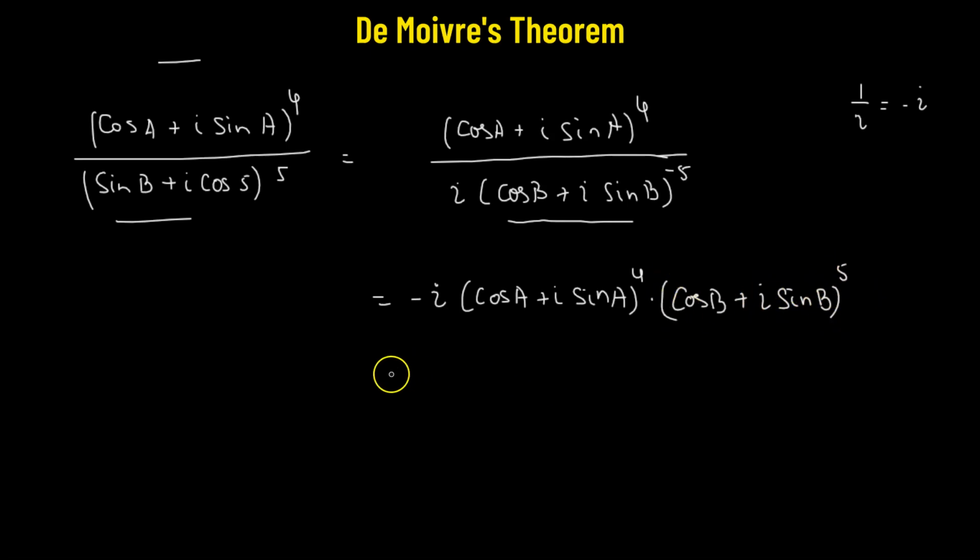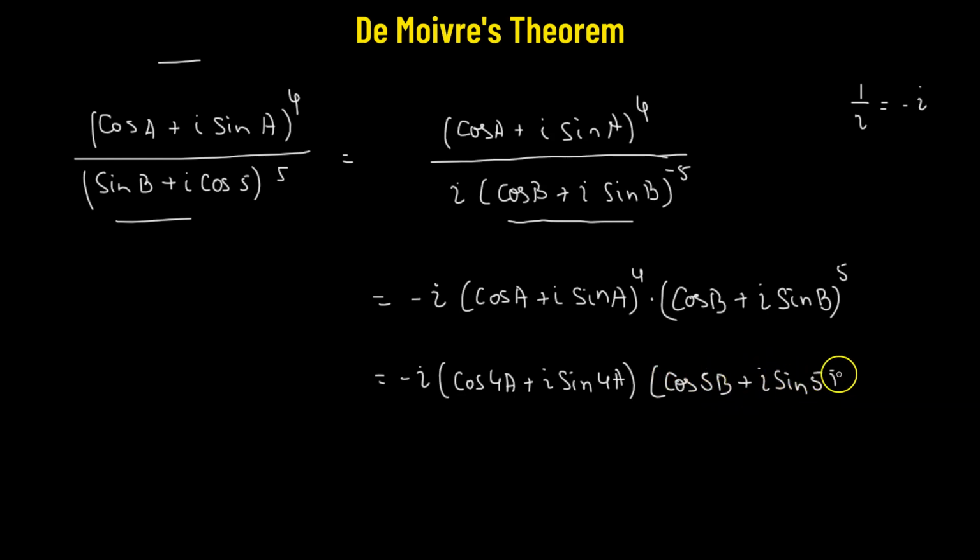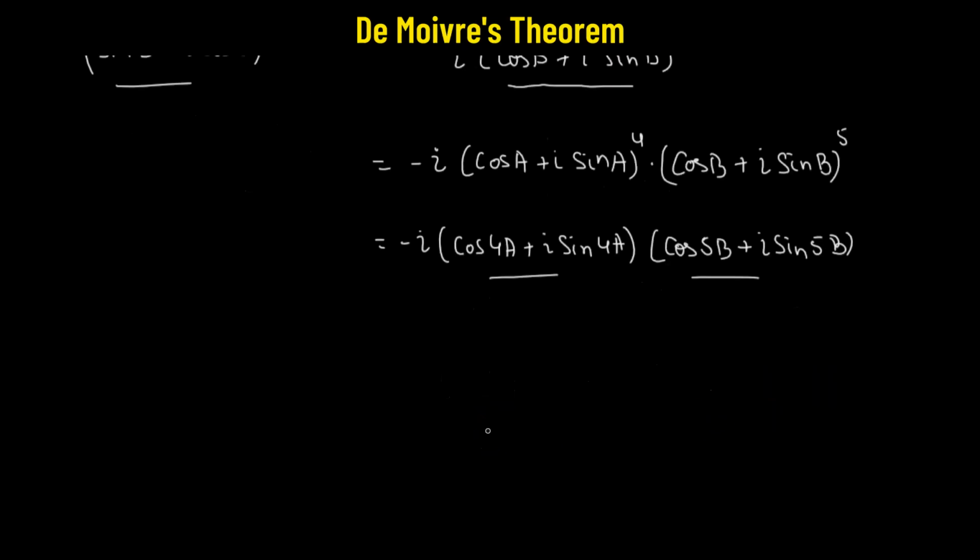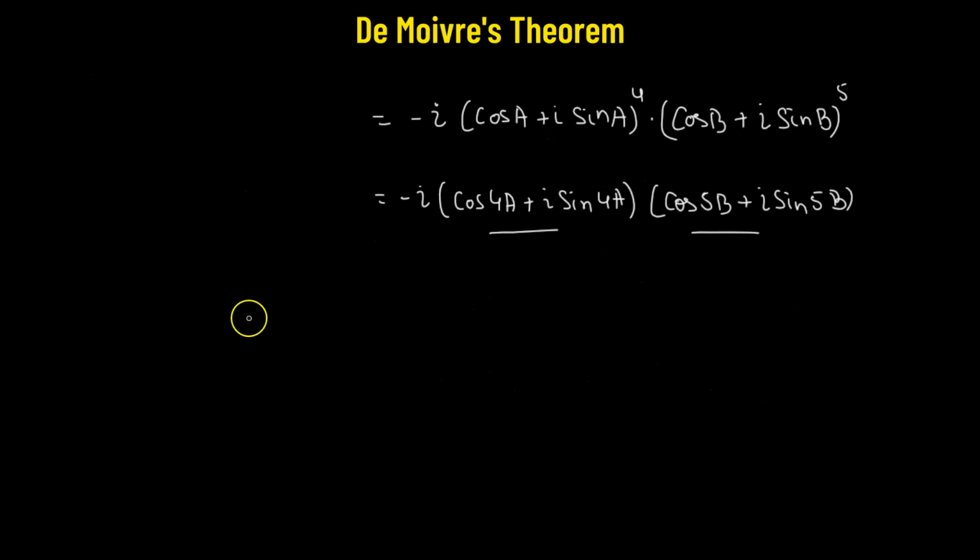We need to do further simplification here. Negative iota. So we will absorb the 4 by using de Moivre's theorem. So we will have cosine of 4a plus iota times sine of 4a. So this will get multiplied to cosine of 5b plus iota times sine of 5b. Now we'll multiply these two expressions. So let's do that.